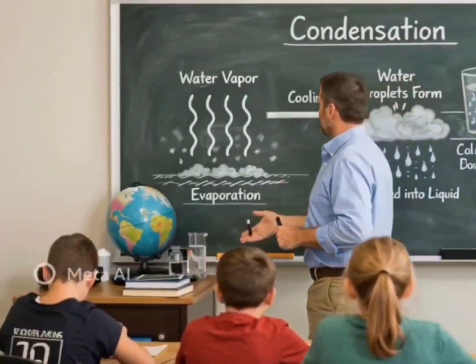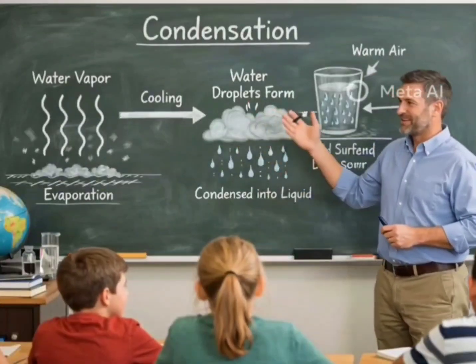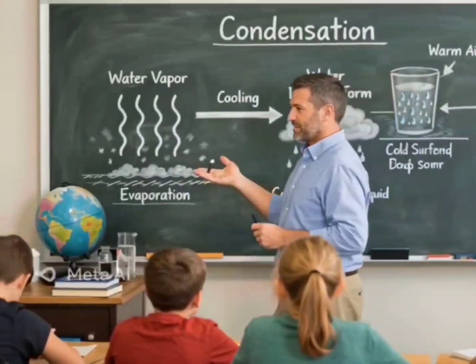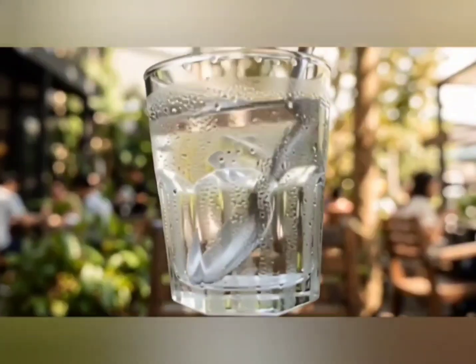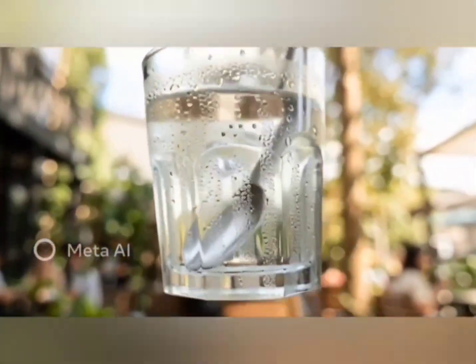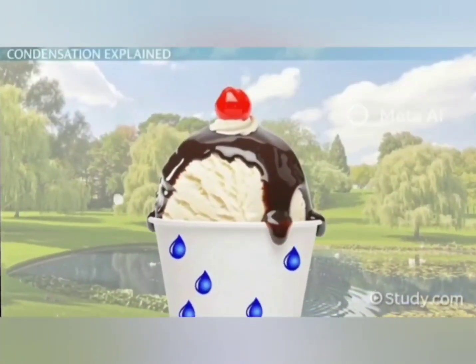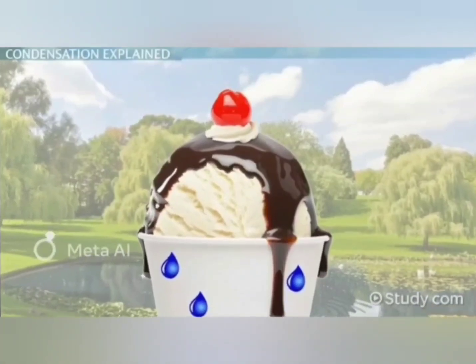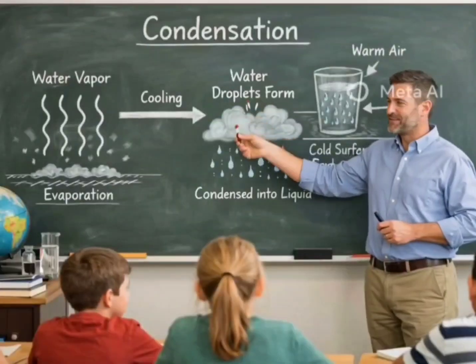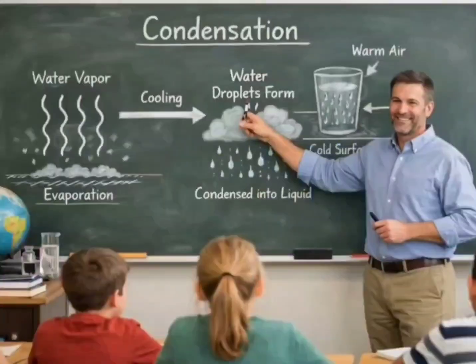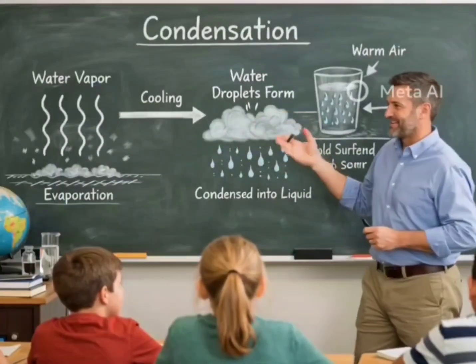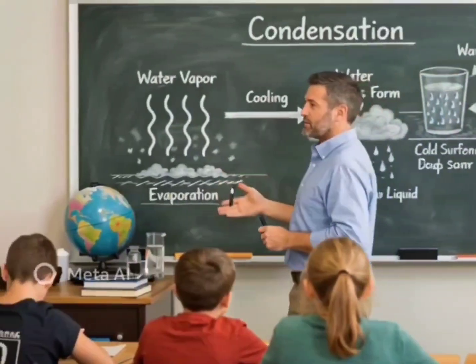Clouds. This is the big-scale version. As warm air rises into the atmosphere, it cools down, and the water vapor condenses around tiny dust particles to form clouds. The role in the water cycle. Condensation is a vital, middle step in the Earth's water cycle. Without it, the water that evaporates from our oceans would never be able to form clouds or eventually fall back to Earth as rain or snow.